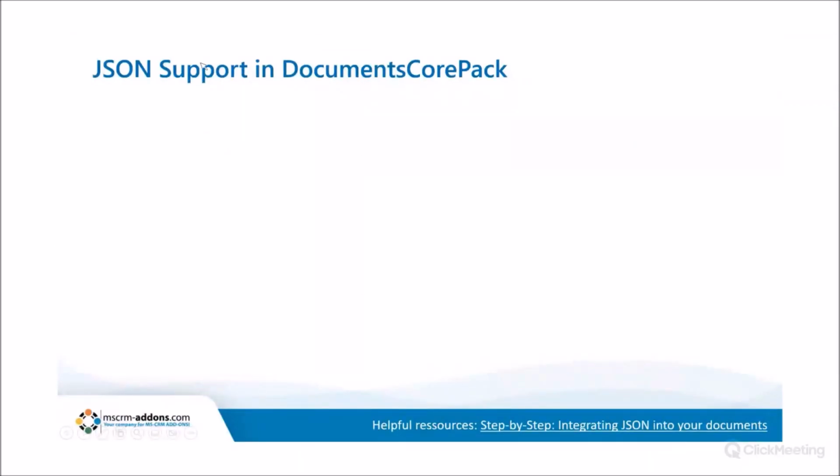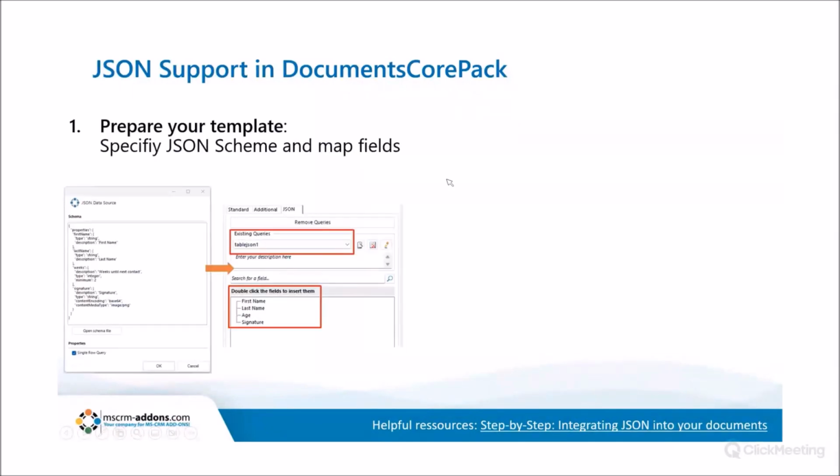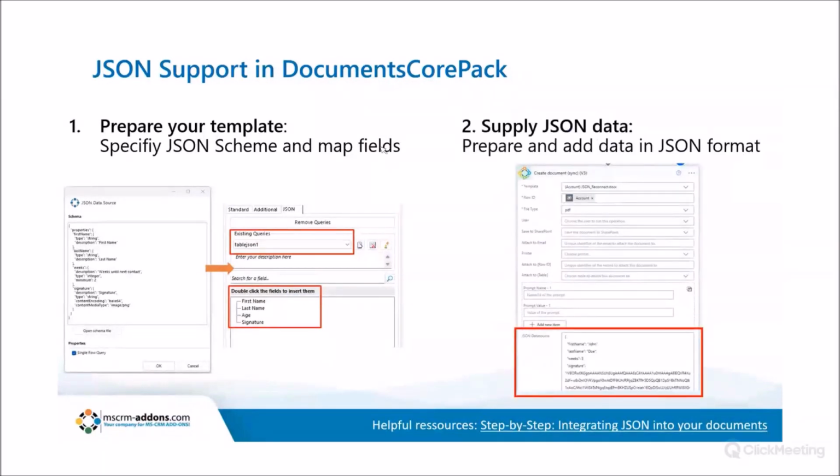So let's talk a little bit about JSON support in Documents Core Pack. All right. Number one is to be able to prepare your template. You can specify a JSON schema and map the fields just like you're used to. Again, we'll go over this in a demo, kind of show you how this is done. All right. And last, you're going to supply that JSON data, basically prepare and add that in JSON format with the Documents Core Pack connector here. Again, I will show this here in the demonstration.